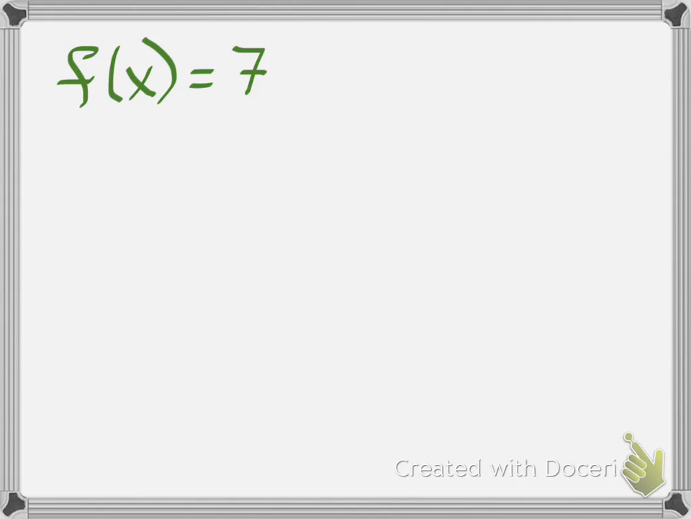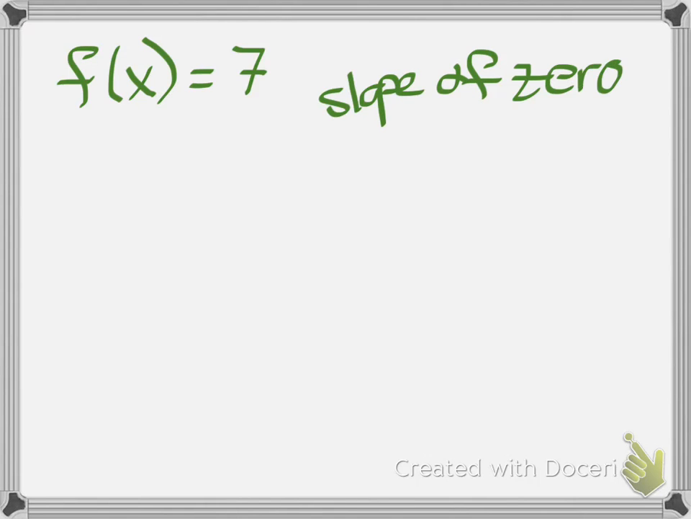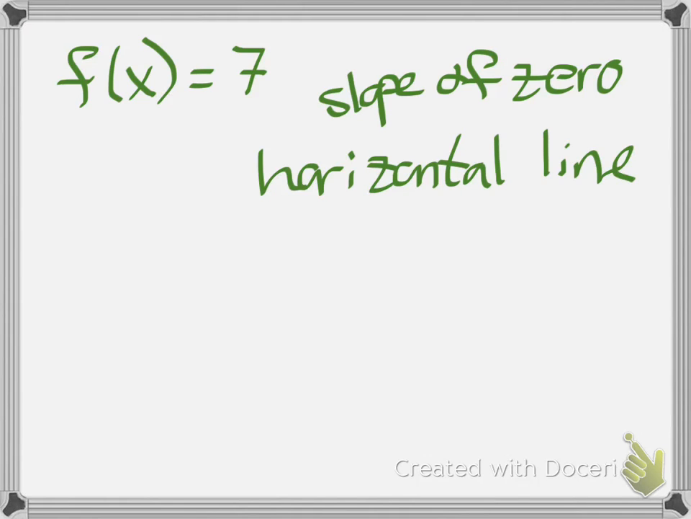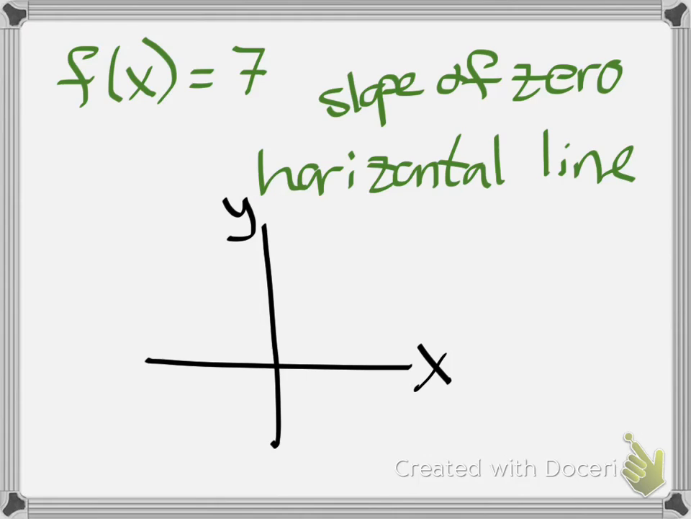Because this has no x, it means it has a slope of 0, which really means this is a horizontal line. What are horizontal lines going to look like? If I were to do a quick sketch of my x and y-axis, that horizontal line would be at the y value of 7, and it would just be that straight line. So that's what that means.